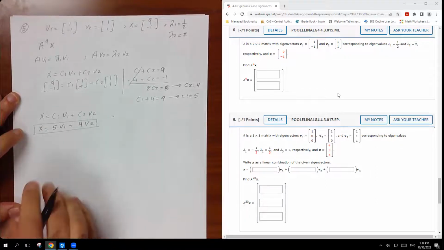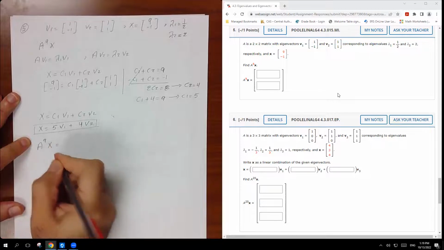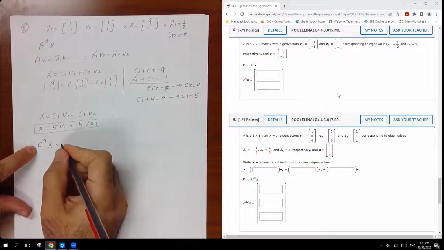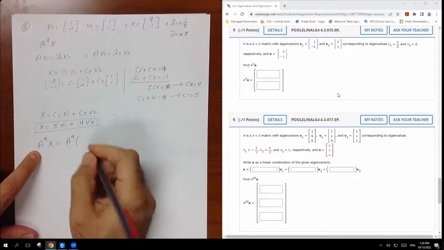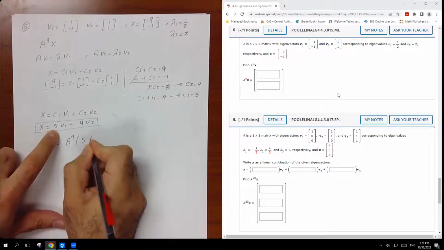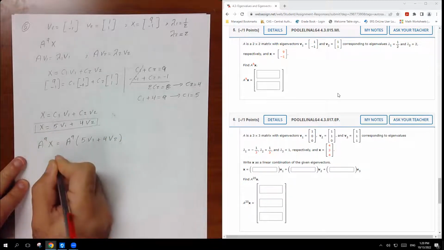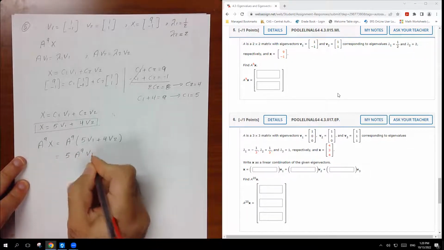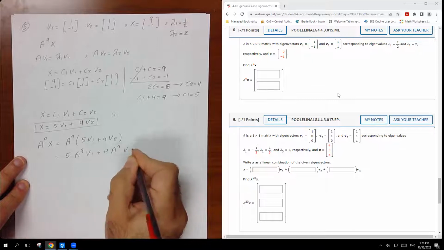Now, the theorem says A to the power 9 X is going to be equal. I have the X, and here is A to the power 8. We don't have the matrix A, so we're just going to say A to the power 9 times the X, which is 5 V1 plus 4 V2. That means we're going to distribute: 5 A to the power 9 V1 plus 4 A to the power 9 V2.